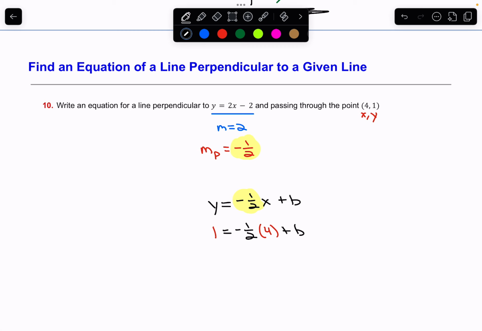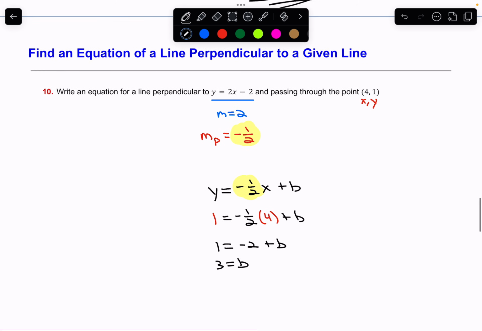When we simplify negative 1/2 times 4, that's just going to equal negative 2. So we have 1 equals negative 2 plus b. If I add 2 to both sides, I get that our b value is 3. And so I can go ahead and conclude now that the equation of the line I want is y equals negative 1/2 x plus 3. Where that 3 I just got was from finding this b value right here. Okay, so we have our slope from earlier, and we have our b value of 3 right there.